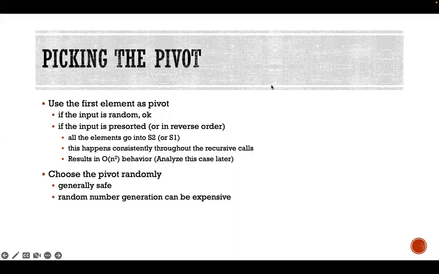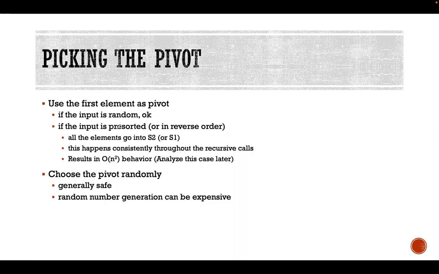Hello everyone. So now we're going to talk about how do we pick the pivot. One strategy can be that we pick the first element as pivot. If the input is random, that's going to work fine.